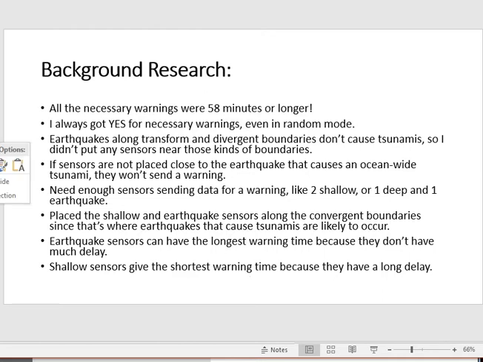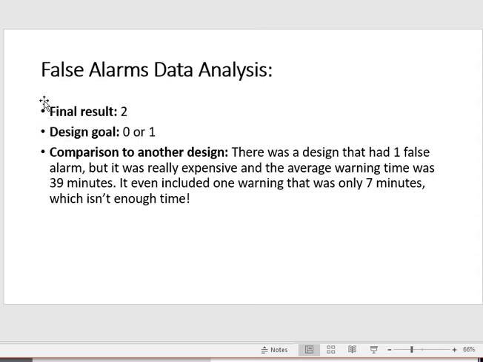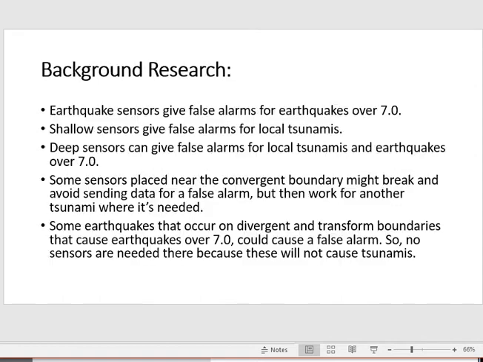The next part is going to ask you about false alarms. So you can fill in the form by explaining what your choices were for that. And then there's this form where one of the boxes asks you to compare it to other designs, so you should compare it to other designs that you had. And then it's going to, again, ask you for background research.